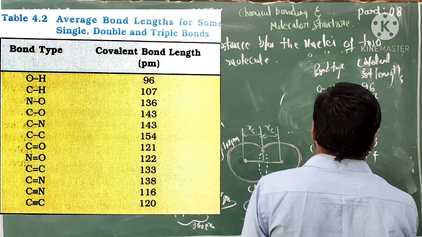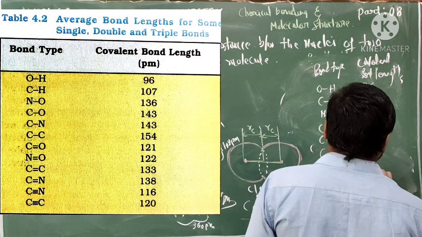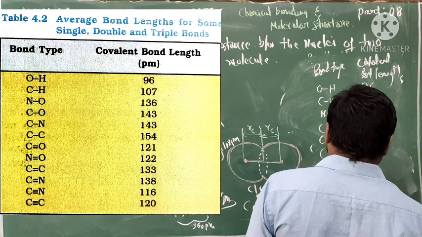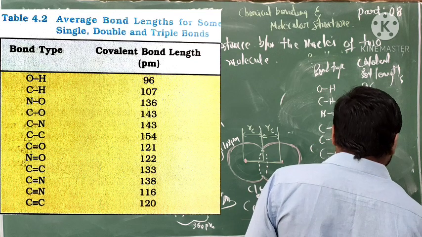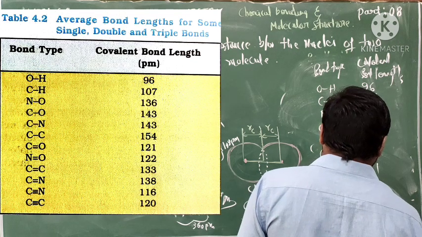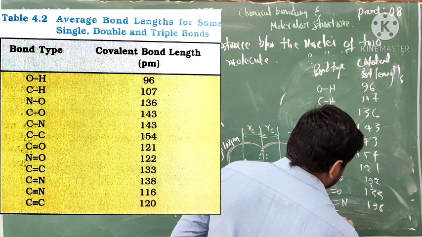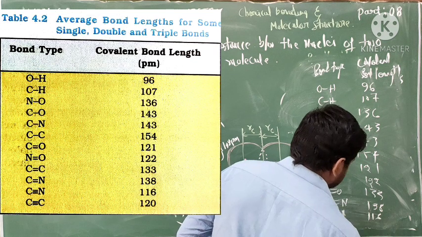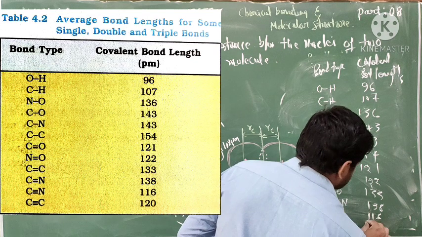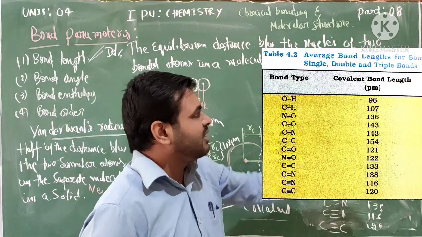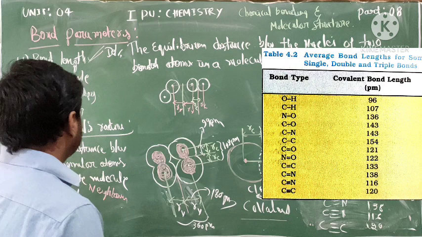C double bond O is 121. N double bond O is 122. C double bond O is 133. C double bond N is 138. C triple bond N is 160. C triple bond C is 1. Okay, these are the bond types and the covalent bond lengths.